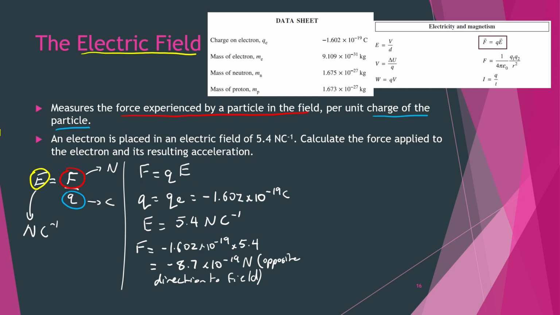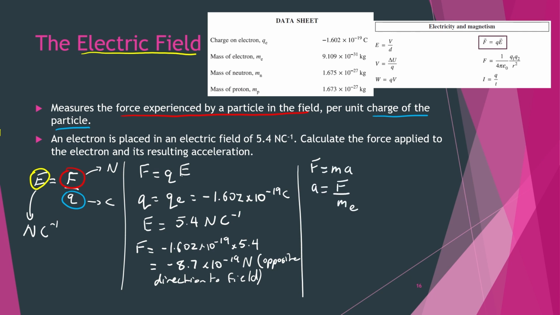However, we need to consider that we're applying a force on an object which has an extremely small mass. Therefore, in this acceleration part of the calculation, we'll see that this electric field is going to cause ridiculously large motion in the electron. We can calculate this acceleration using the F equals ma formula, Newton's second law.